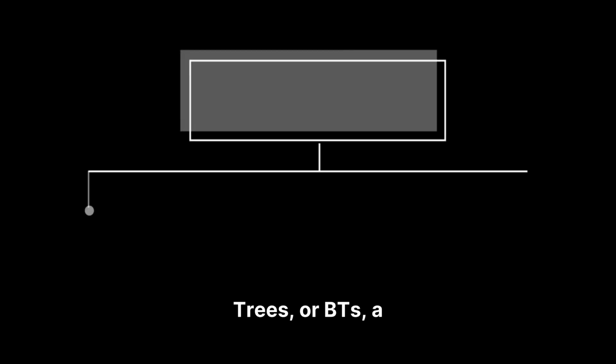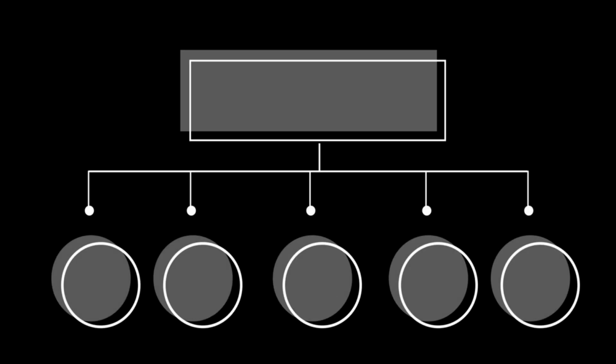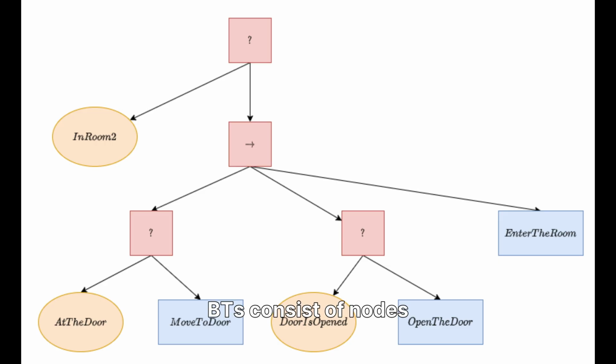Finally, we introduce behavior trees, or BTs, a hierarchical model for controlling AI decision-making. BTs offer a powerful and flexible alternative to FSMs, especially for intricate NPC behaviors. BTs consist of nodes representing different behaviors or actions, organized in a tree structure, traversed from top to bottom. This hierarchical organization allows for complex behaviors to be broken down into manageable subtasks.